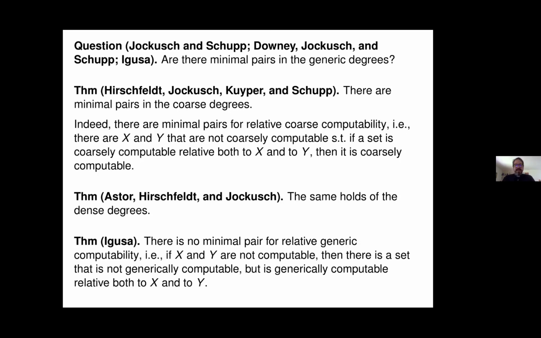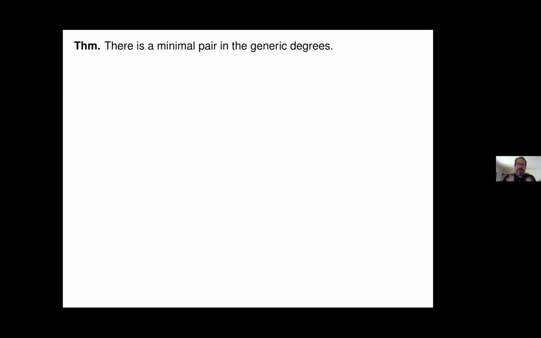And it shows that the way that we build minimal pairs for coarse computability and dense computability is not going to work here, because those methods, which I'll talk about in a second, do generate minimal pairs in the stronger sense, and that's impossible for generic. So that was an indication that maybe there aren't any minimal pairs in the generic degrees. However, a few months ago, I was finally able to show that there is a minimal pair in the generic degrees. So I want to talk about this proof before going back to the results and saying some things.